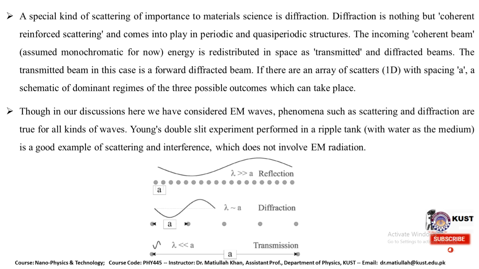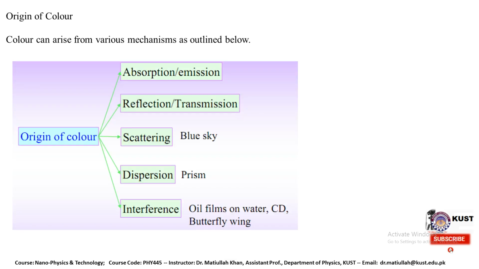That's true for all kinds of waves. The Young double slit experiment performed in a ripple tank with water as a medium is a good example of scattering and interference. But in that case we have not used electromagnetic radiation, that was a normal wave. But we can make some comparison between them, of how diffraction, reflection and transmission occur, and what the basic conditions for that are.